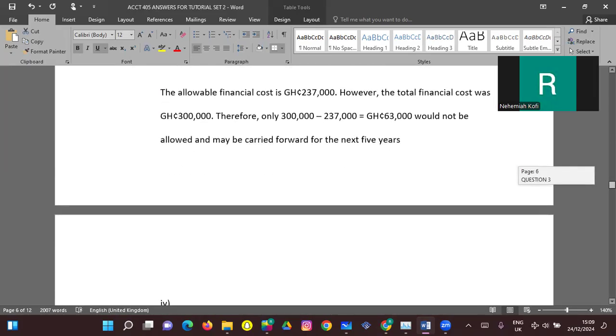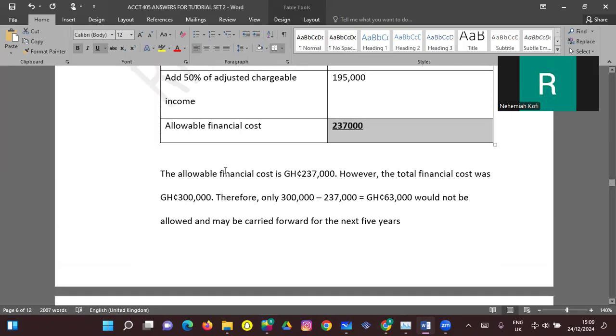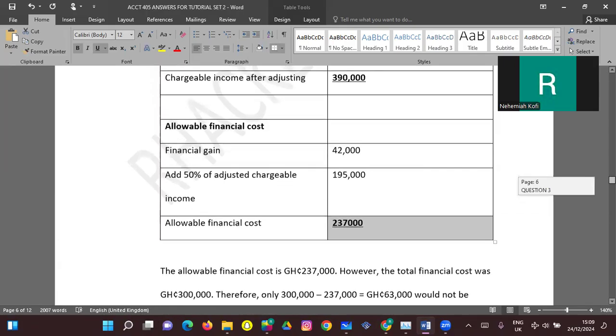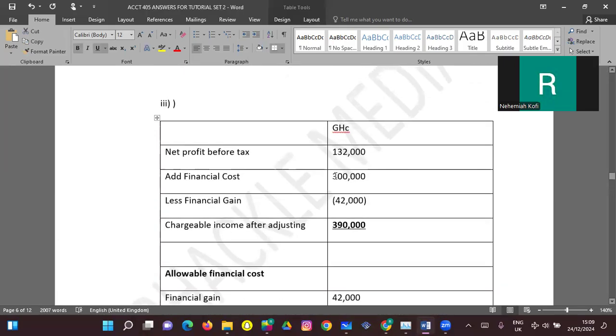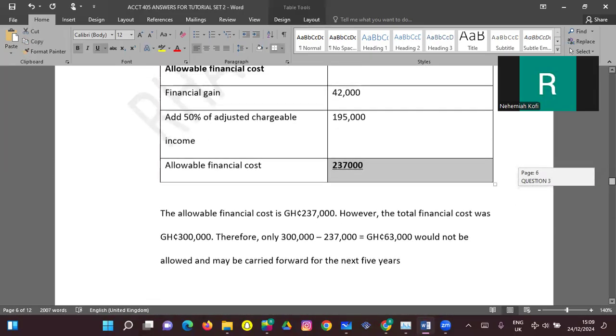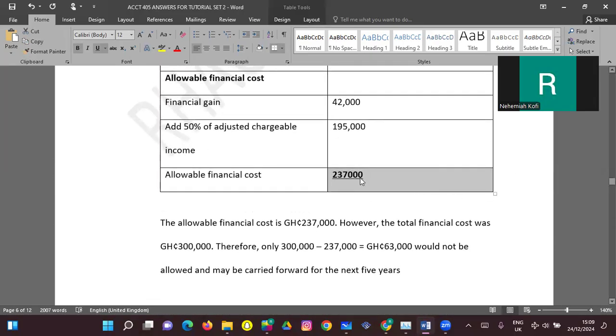So the allowable financial cost is 237,000. However, the total finance cost was 300,000, as we are seeing from here. So what we are going to do is, this allowable finance cost is for this particular year of assessment.